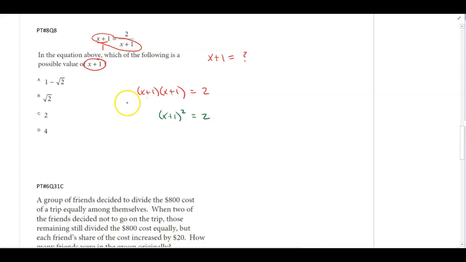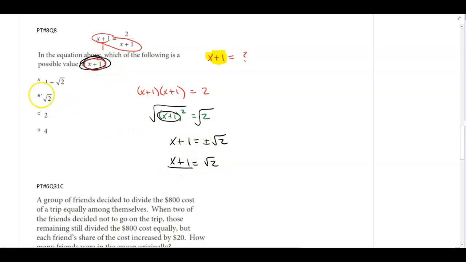Now, again, I only have to solve for x plus 1. I could solve for x and plug it back in. That's going to be complicated. So what they want to trick you with is, how do I get x plus 1 all by itself here? If I take the square root of both sides, x plus 1 equals plus or minus the square root of 2. So which of these could be a possible value? Doesn't x plus 1, what we're looking for here, equal the square root of 2, which is letter B.